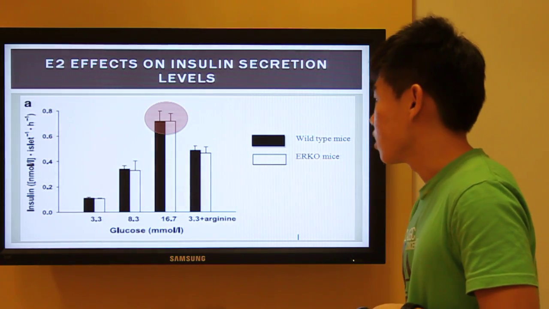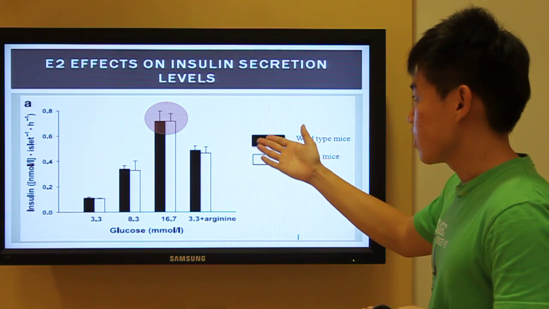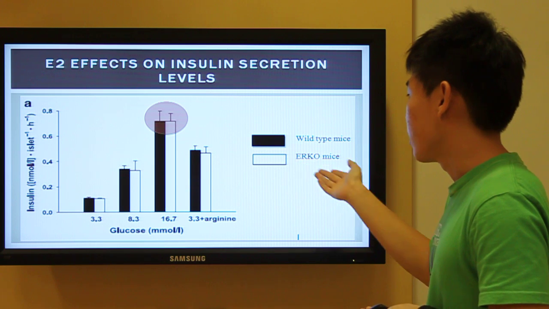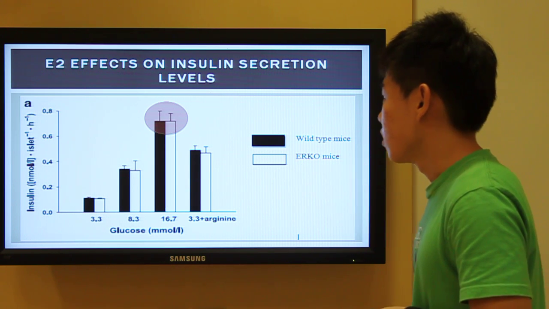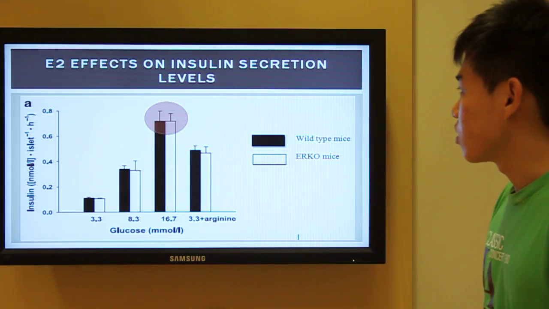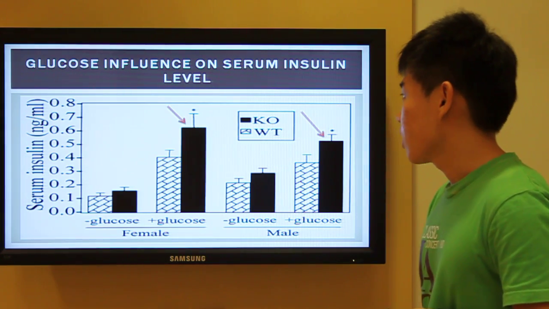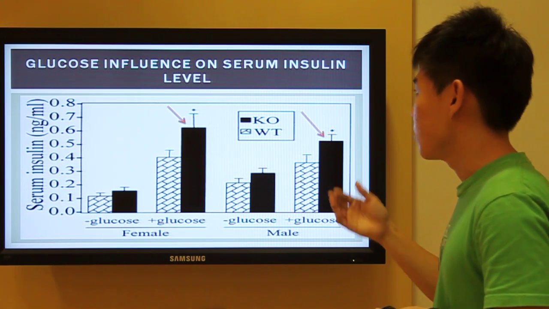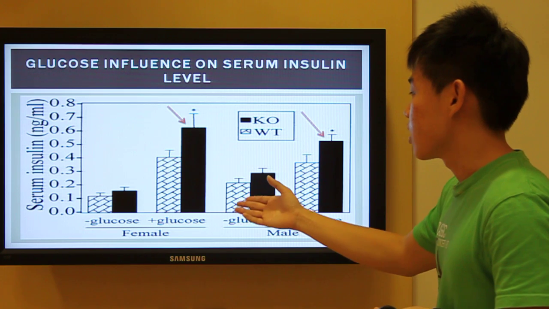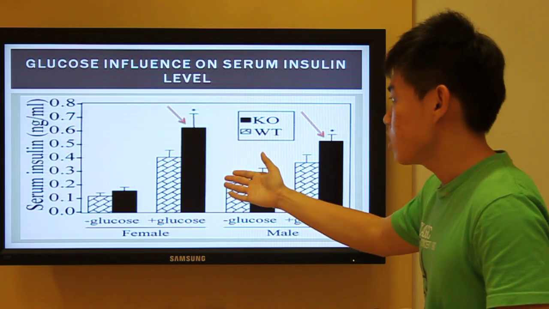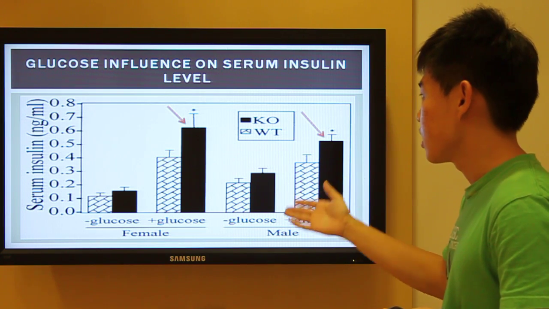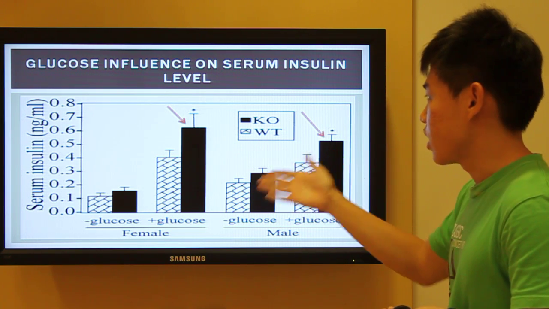On the other hand, there was no significant increase in insulin levels in the wild type and the ER knockout mice. This could be due to a difference in cell location and physiological conditions in the cell. Insulin secretion can also be independent of the estrogen receptors. When the cells are administered with glucose, there's an increase in insulin expression in both the female and the male mice. This is seen in both the knockout and the wild type mice.